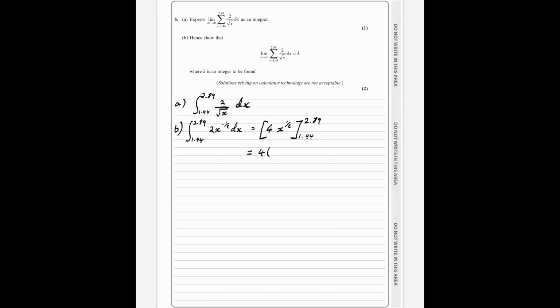Perhaps at this point you spotted 289 is a square number, 144 is a square number. This is going to come out quite nicely. Anyway, I'm going to show that I'm plugging the bounds into the integral, and then that comes out as 2. And so k is equal to 2.